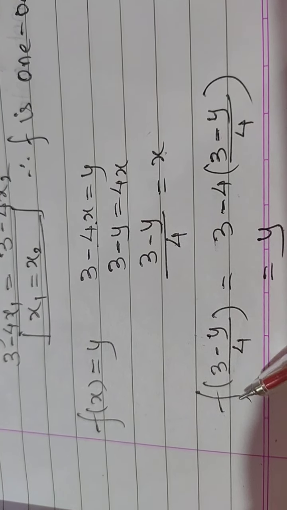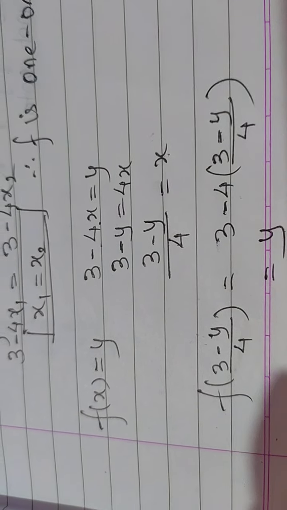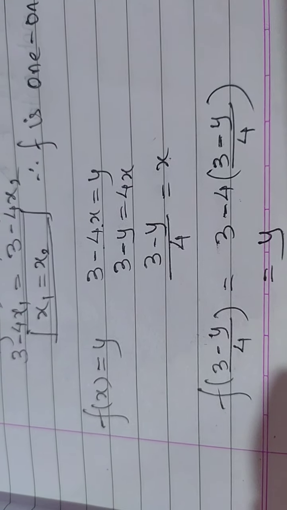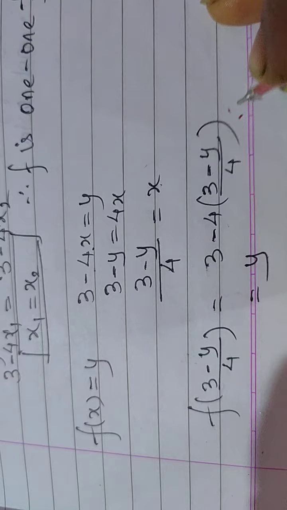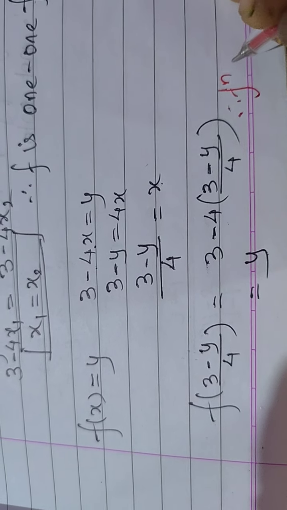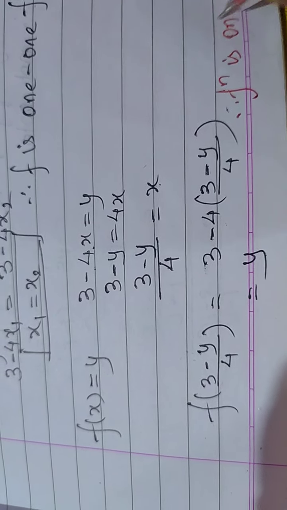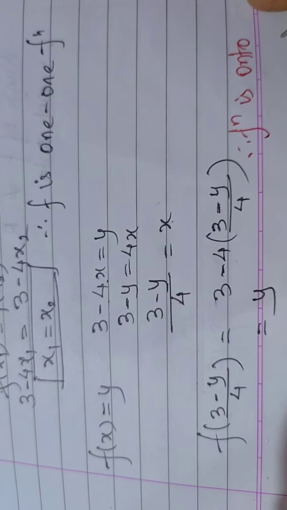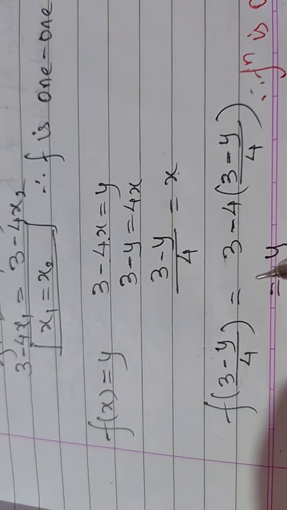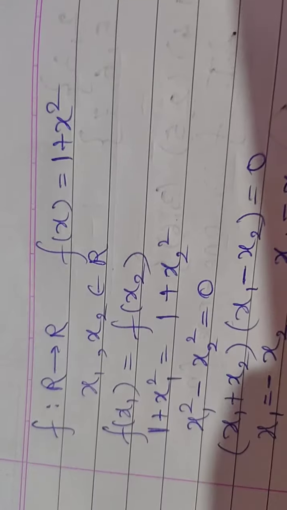So when we prove that f of x is equal to y, the function becomes onto. Hence here we can write, therefore the function f of x is an onto function. So it is the onto function. So these are the steps to prove that the function is onto.